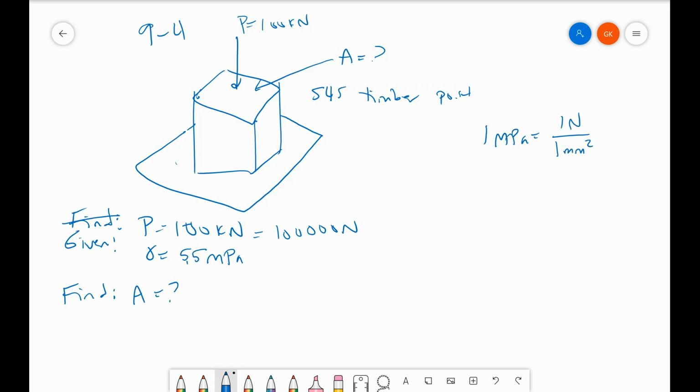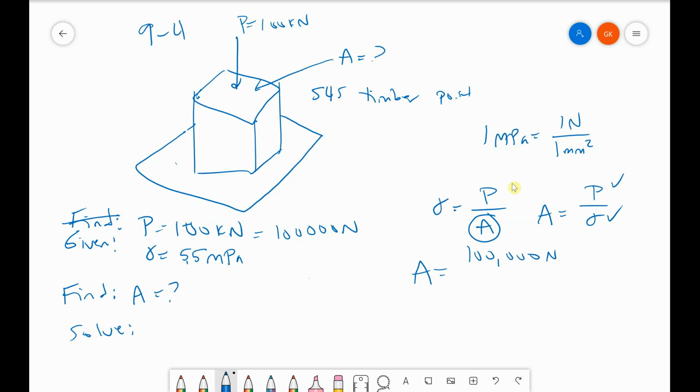Now let's write our stress equation. So stress is equal to the load over the area. But I want to solve for the area, so multiply both sides by area, and I divide both sides by the stress. And what I get then is that the area is equal to the load divided by the stress. Now luckily I know my load, I know my stress, so I can solve for the area. So A equals 100,000 newtons all over 5.5 megapascals.